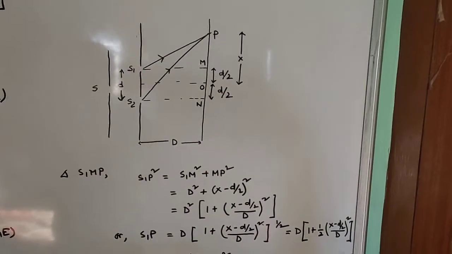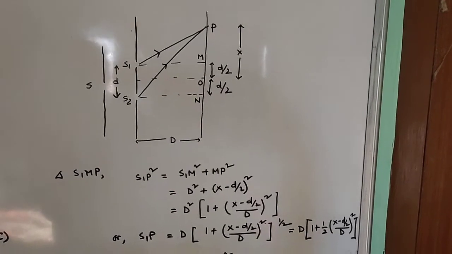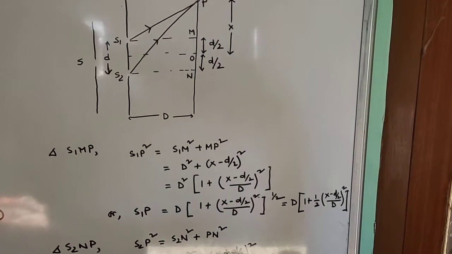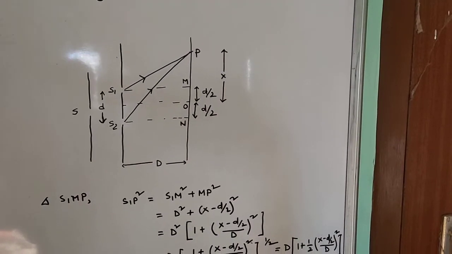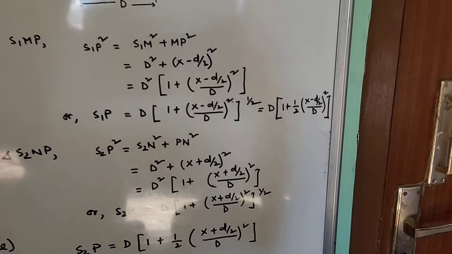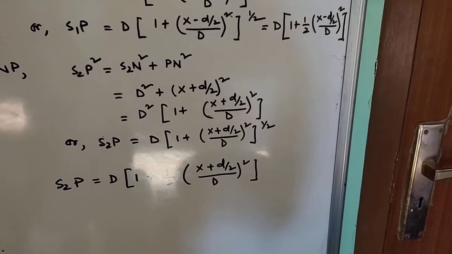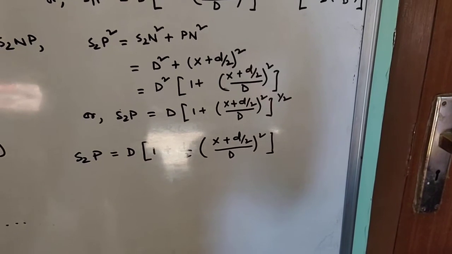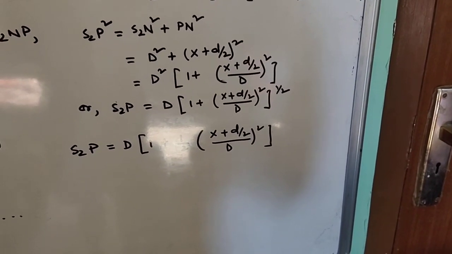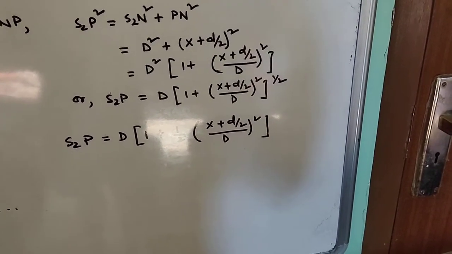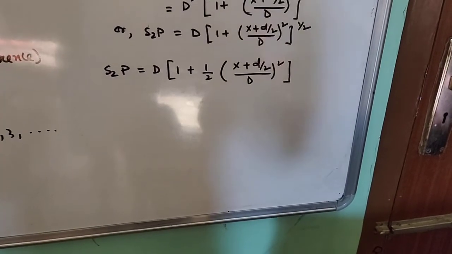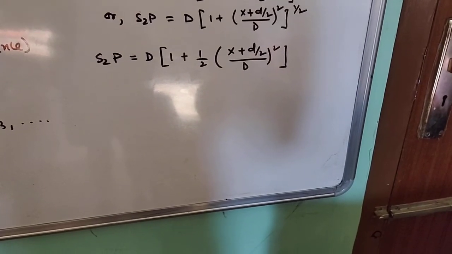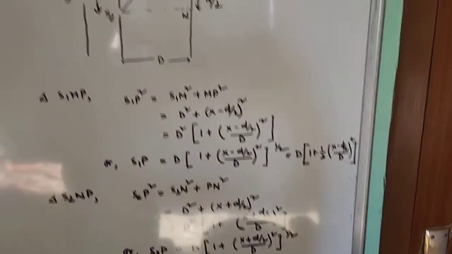Now similarly we can get S2P if you consider the triangle S2NP. So S2P whole square equals S2N square plus PN square. So S2N is your capital D square and PN is your (x plus d by 2) whole square. So if we take D square common, it comes out 1 plus ((x plus d by 2) divided by capital D) whole square. Now if we take the square root, S2P equals D within bracket 1 plus ((x plus d by 2) divided by capital D) whole square to the power half. If we apply binomial expansion, then S2P equals D within bracket 1 plus half ((x plus d by 2) by capital D) whole square. So we have got S2P as well as S1P.